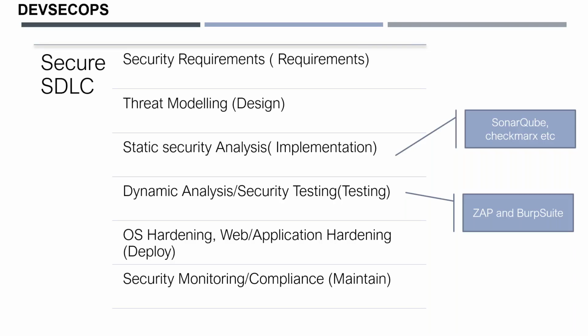So making security mandatory as part of your SDLC is what DevSecOps is, but you need to have the expertise from the people and you need to have the tools as well. Some of the tools I already mentioned: IBM AppScan, HP WebInspect, ZAP, and Burp Suite for dynamic security testing. There are many other tools in the industry as well. For static security, there are Checkmarx, SonarQube, etc.